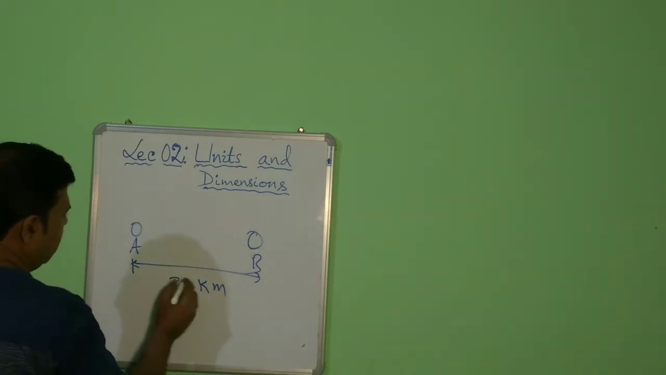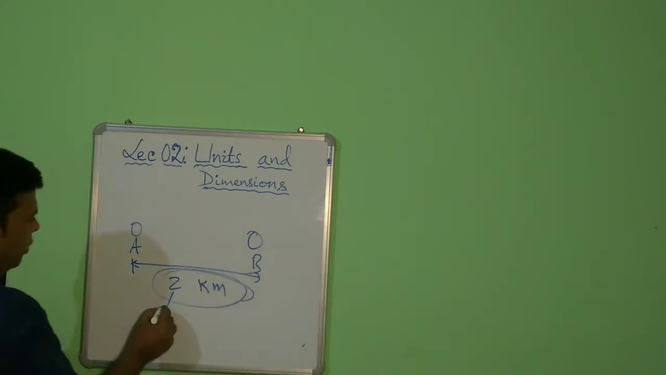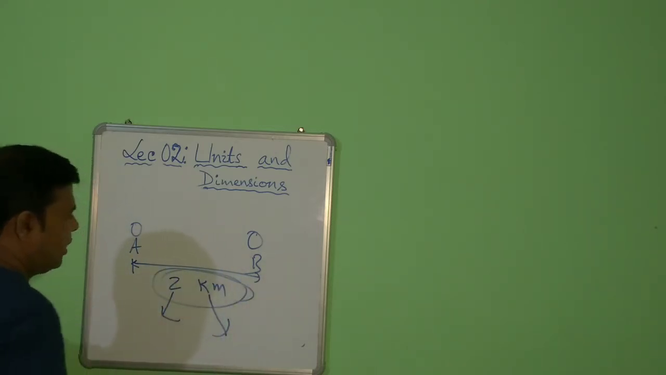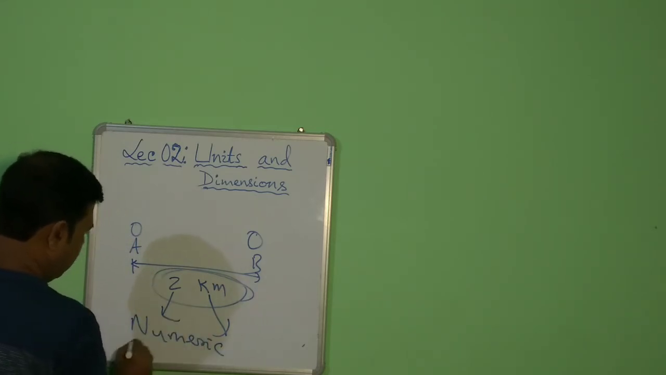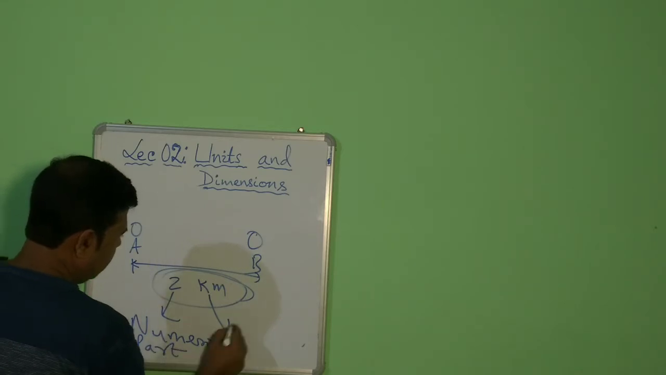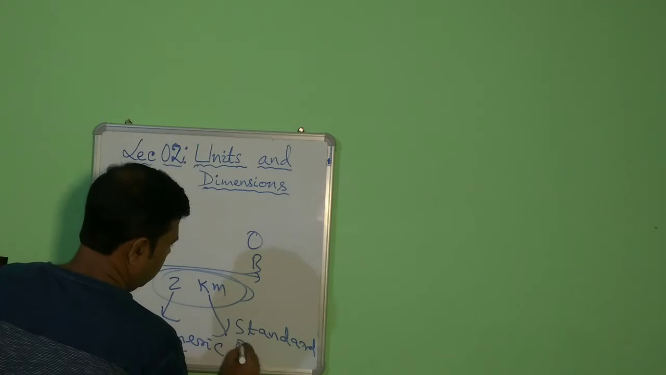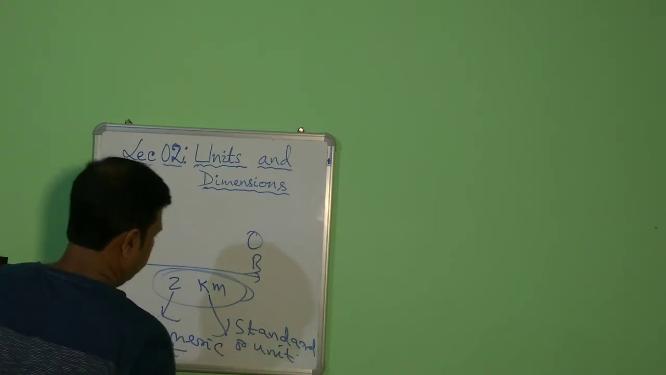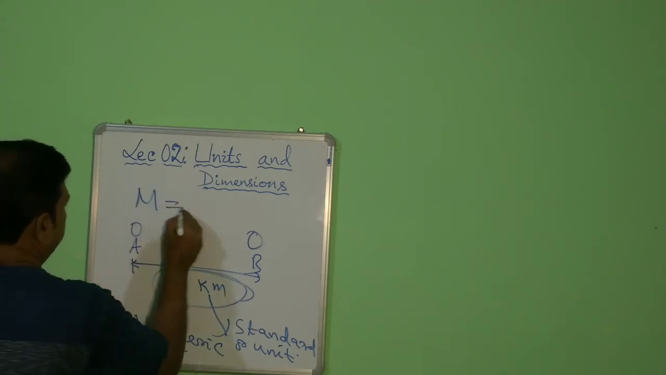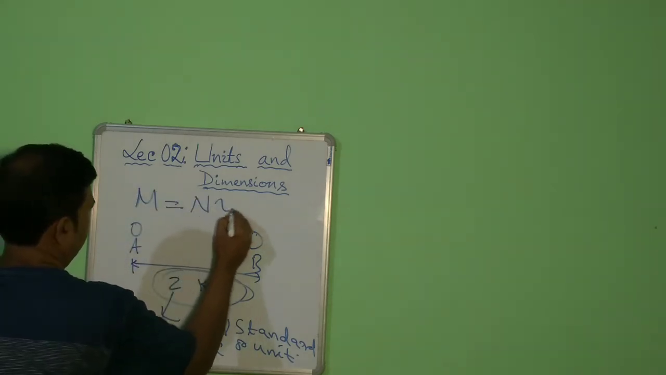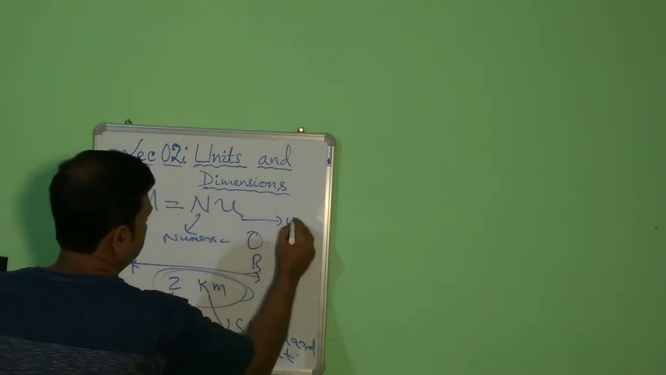You see, this measurement value consists of two parts. One is numeric part and another is standard part, or unit part. This measured value consists of two parts. One is numeric part and this is standard or unit part. So every measured value can be expressed as a product of n u. N is the numeric part and u is unit or standard part.